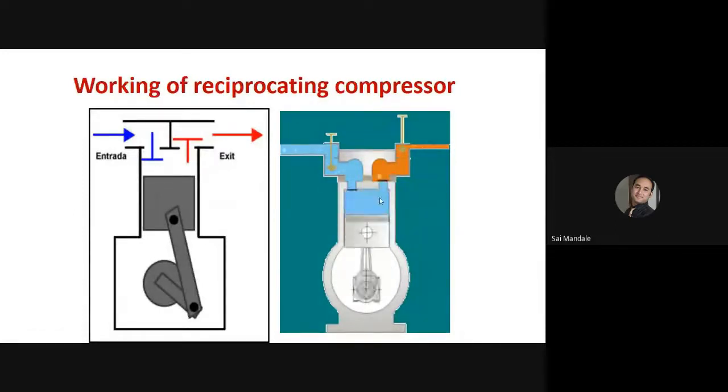As the piston is reciprocating, this type of compressor is called a reciprocating compressor. Now, once the piston is reciprocating inside the cylinder, two valves come into the picture, that is, the inlet valve and the exhaust valve.